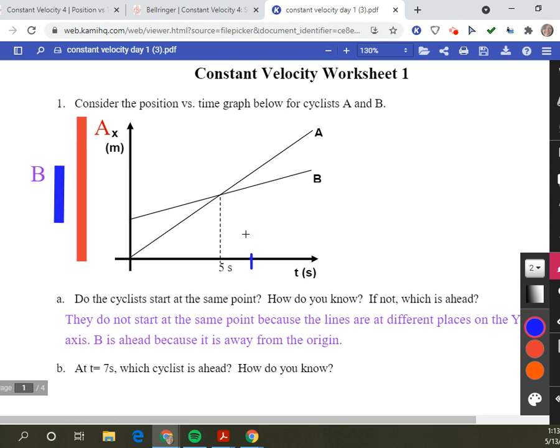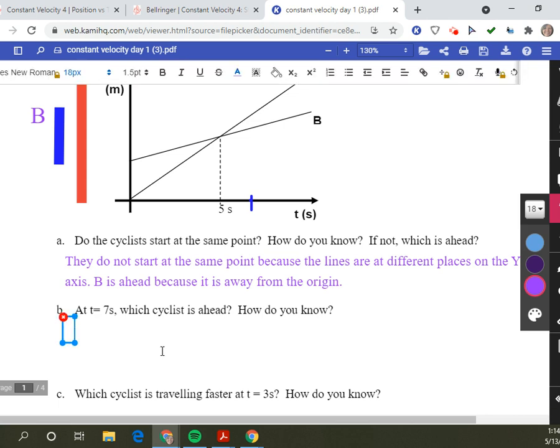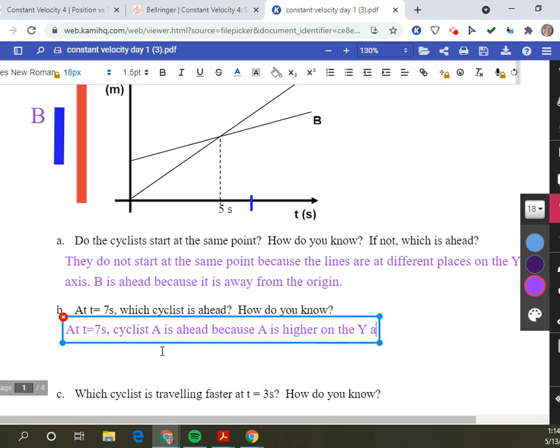It's A, because if we go straight up from 7 and then straight over to the position, it is higher than B at the same time. So we could go ahead and type in at time 7, cyclist A is ahead because A is higher on the y axis than B at time 7 seconds.